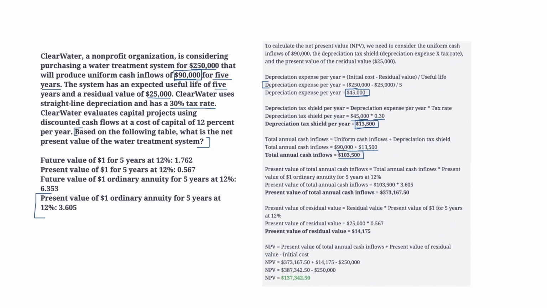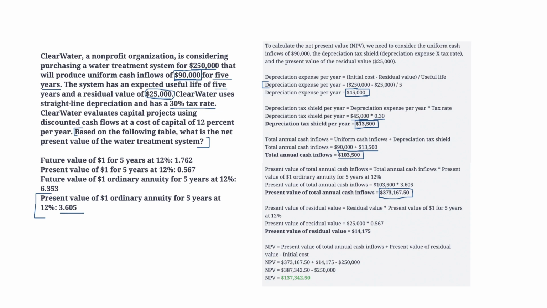12%, 3.605. So that brings us to $373,167.50. So then we're almost done, but we have one more cash inflow that we need to find the present value for. So at the very end of this expected useful life, we're going to have a residual value of $25,000. We're going to sell this asset for $25,000.